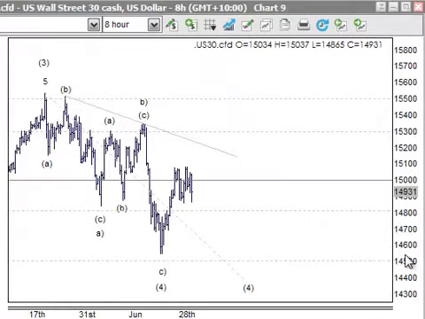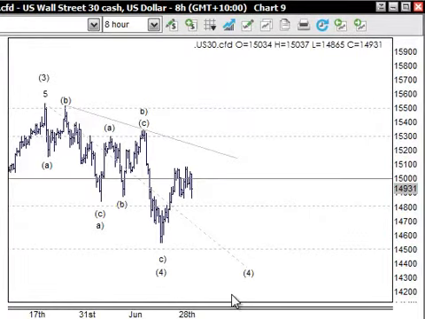This is the same for the US 30 as well. As we mentioned before, this is a wave 4 here, and this is only like 20 odd days here, where the wave 2 was something like 43 days or something.